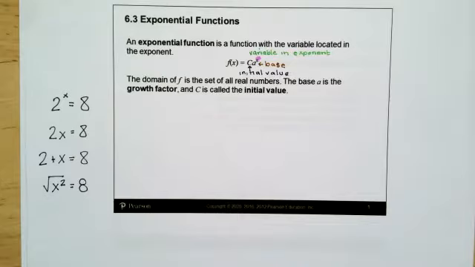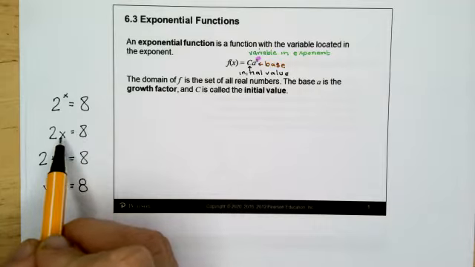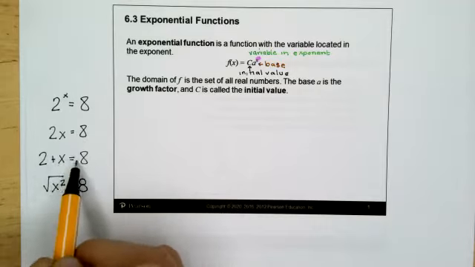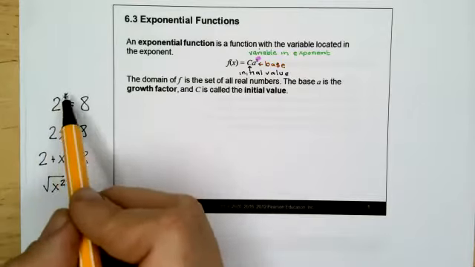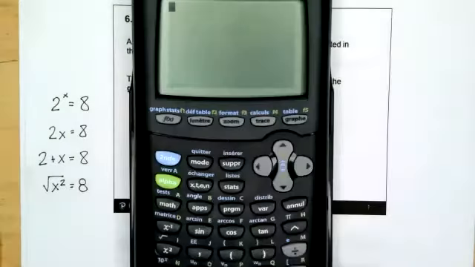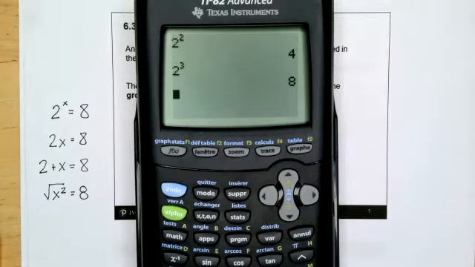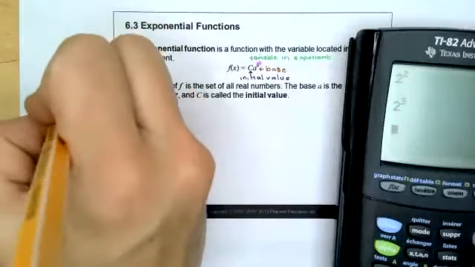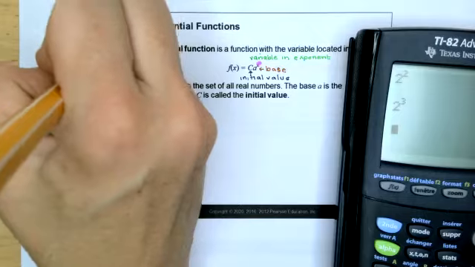So if I thought about 2 to the power of something is 8, right? 2 times something is 8, that something is 4. 2 plus something is 8, that is a 6. But 2 to the power of something is 8. I could just say, what's 2 to the power of 2? That's only 4. What's 2 to the power of 3? Oh, that's 8. Okay, I found it. X is 3, because 2 to the third is 8.